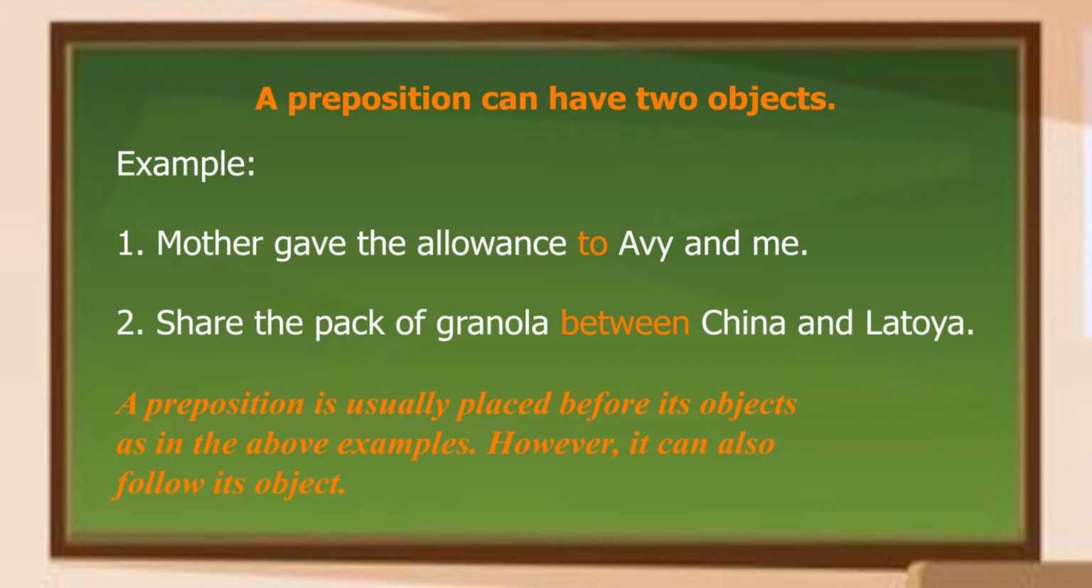Now a preposition is usually placed before its objects, as in the above examples. However, it can also follow its objects. So in the two examples above, we see this allowance is given to not only Ava, but me, the person in the sentence. And then we have, in example 2, between China and Latoya.